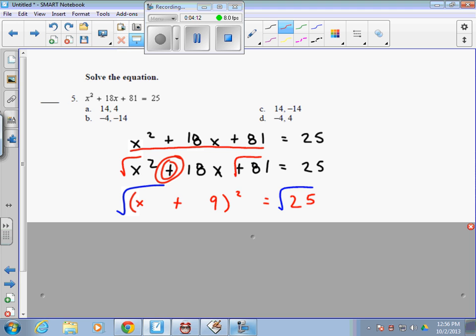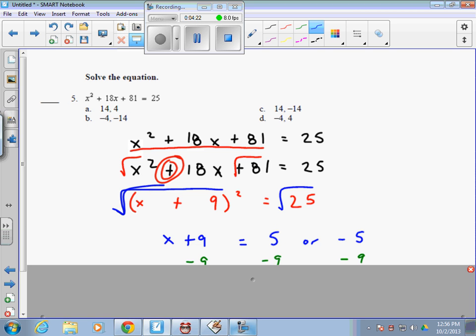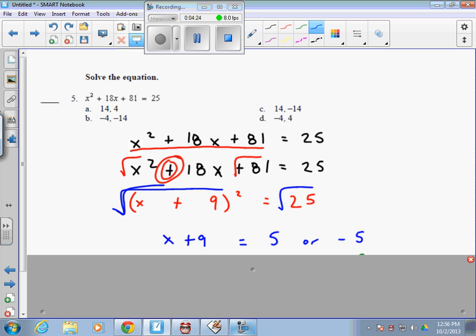Then to get rid of squaring x plus 9, you take the square root of the entire side. If you take the square root of the left, you have to do likewise to the right, square root of 25. So now you have x plus 9 equals 5, or negative 5, because both positive and negative 5 multiplied by themselves will give you 25.